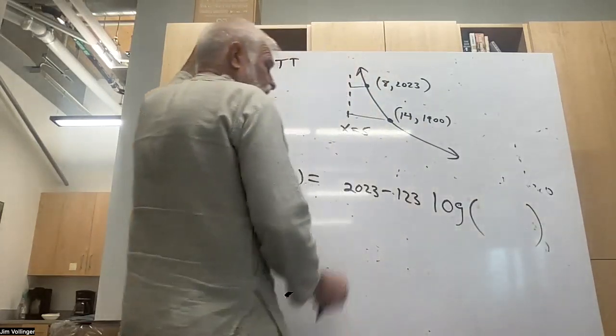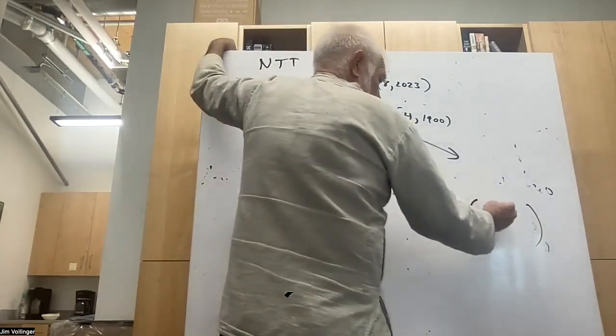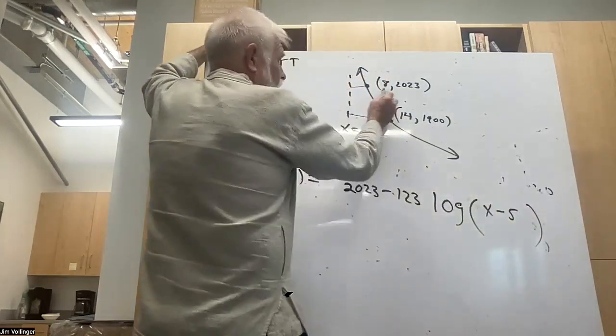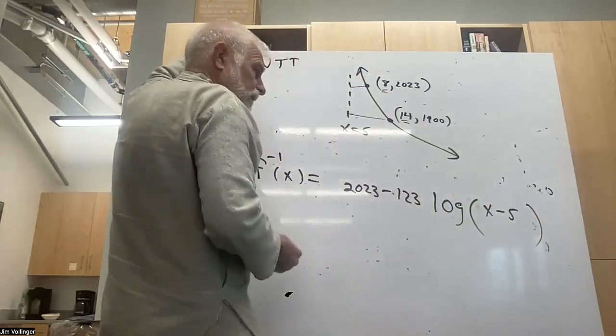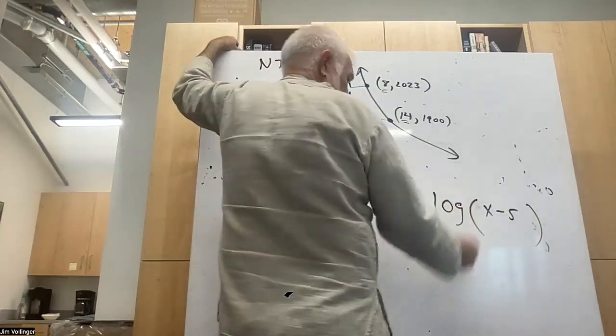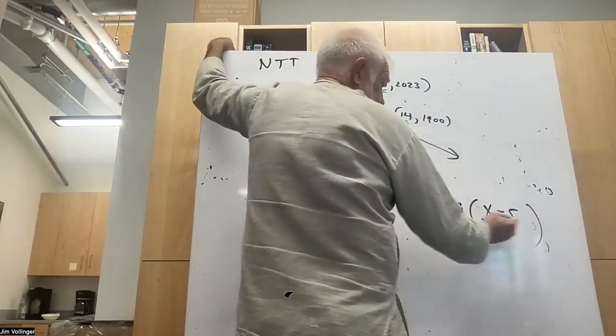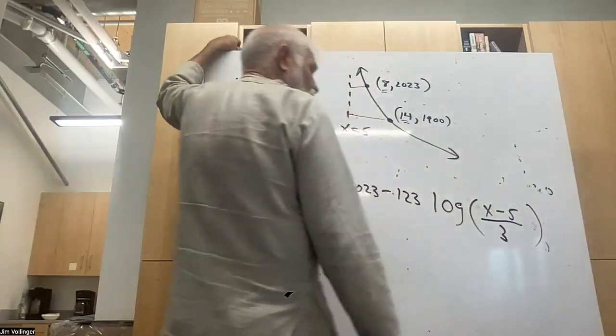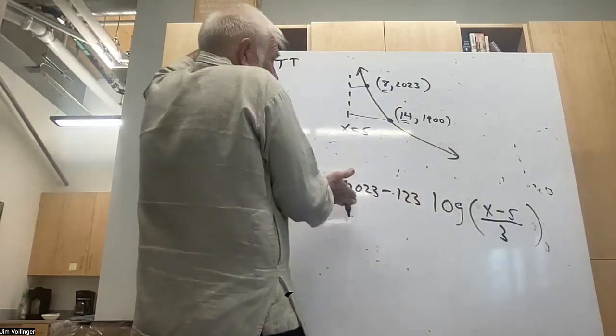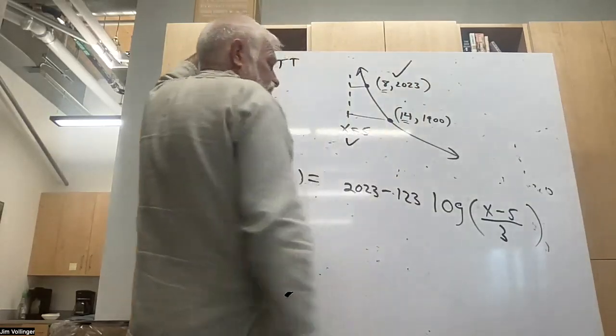What's the most important X value? 5. My numbers better be bigger than 5. Oh yeah, they are. These numbers work. And when I drop an 8 in, I get a 3. If I divide 3 by 3, I get a 1. Log 1 is 0, so that gets me 2023. That gets me the asymptote.